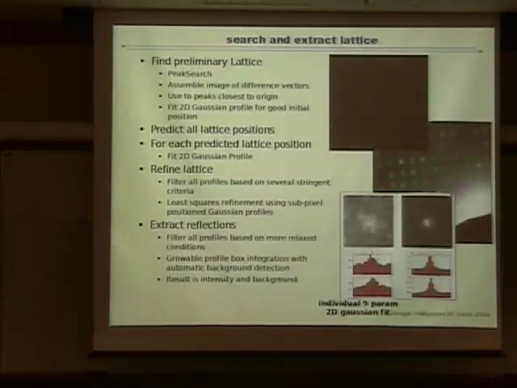On the image, we then do something we call a difference vector image. Between all the peaks you found, you take the difference vector, and then you plot the position or the value of the difference vector in a new image, and just accumulate that. And finally, this looks like this. And then you know where your origin is.